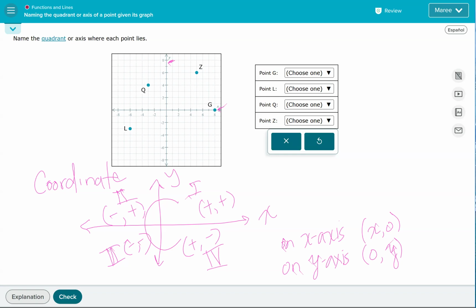Point G is on the x-axis. You see that it's on that line. Point L is in quadrant three, Q is in quadrant two, and Z is in quadrant one.